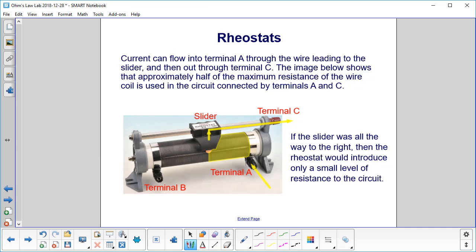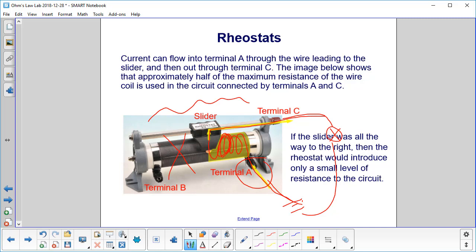Current can flow into terminal A. Let's say we connect terminal A here to a battery, and then we're going to go out terminal C, and maybe we have a light bulb or something else. So the current will flow through terminal A, flow through all of this wire, which is wrapped around a cylinder, then come out this cylinder and go out terminal C. This image shows that approximately half of the maximum resistance of the total wire here is used in the circuit by connecting terminals A and C. No current is flowing through here. It's going through terminal A, through the wire, and up through the slider.